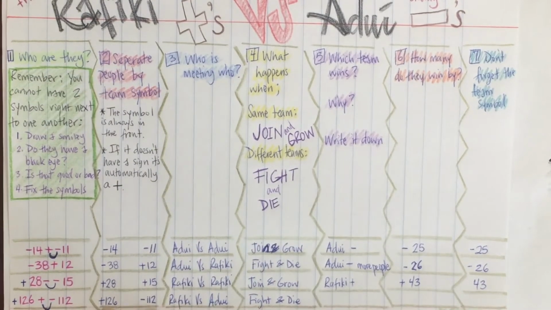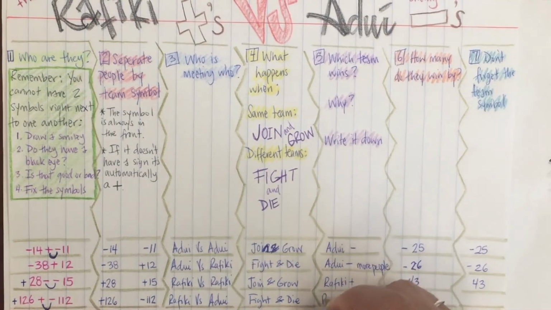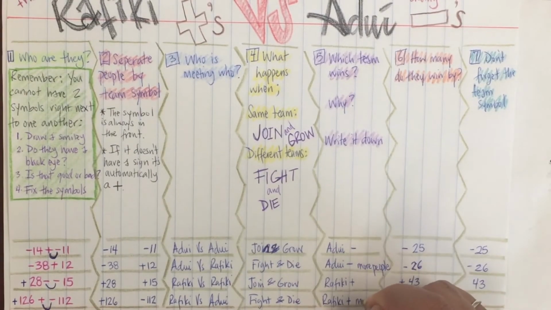Which team wins and why? Rafiki is going to win. Why? Because they have more people. They got 126. The other team only has 112. So Rafiki is going to win. Positive because they have more people. How many do they win by?